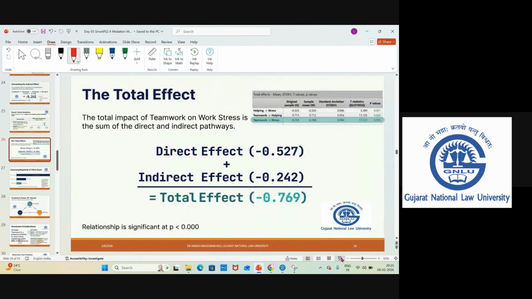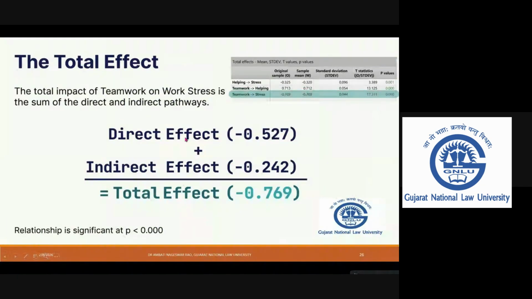See, this is what I just want to explain here. Direct effect plus indirect effect. Don't mind some minor changes in the numbers. I was practicing by reducing certain numbers. It doesn't matter; it's almost close to that number. Direct effect we got minus 0.527. Indirect effect minus 0.243. Direct effect plus indirect effect is called total effect. Total effect is minus 0.76, and we had a significant relationship.